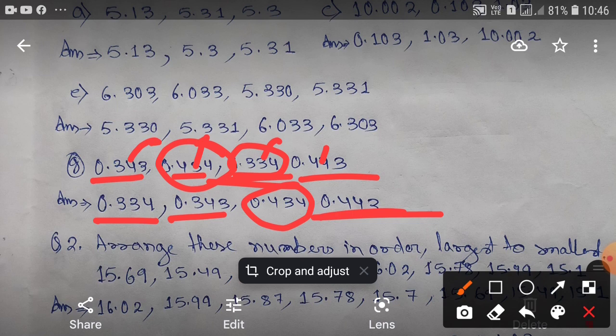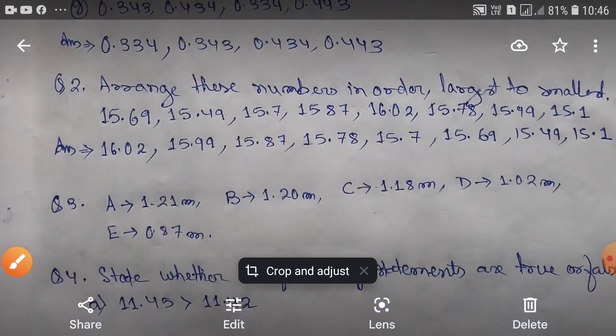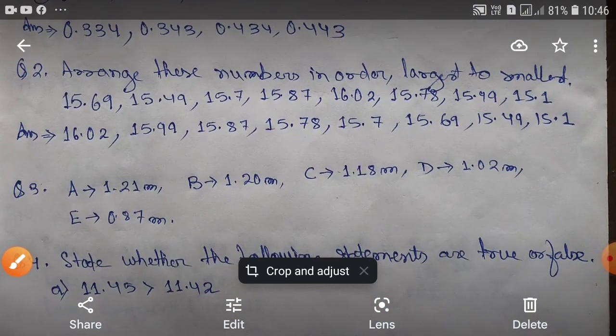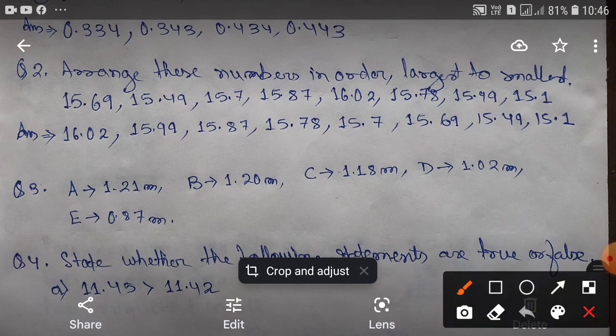So let us see another question. Question number 2. Arrange the numbers in order from largest to smallest. This is also done in the same manner. First compare their whole parts. You see all whole parts are 15, and here also 15 and 15 and 15. 16 is the largest one.